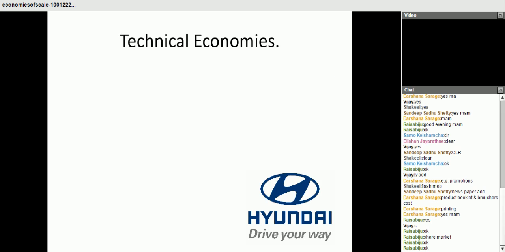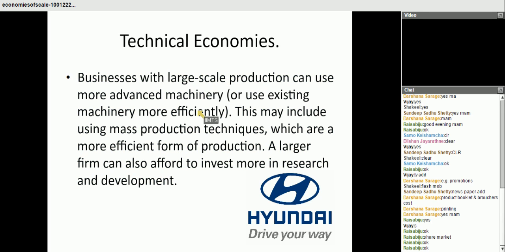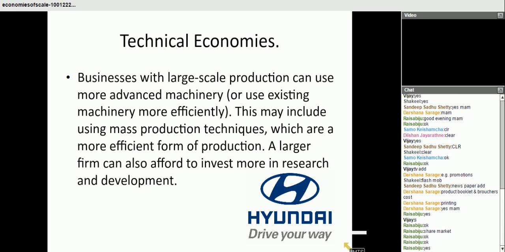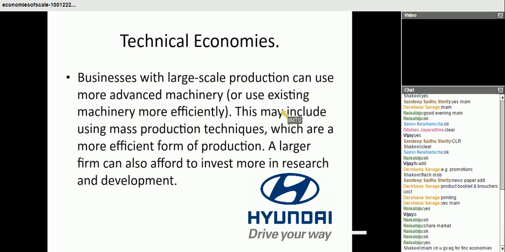Then next is technical economies. What are these technical economies? Obviously, if the firm is having large scale production, it can use much advanced technology and machines. So the cost per unit will obviously be low because of the specialized machines which we have put in. The example is a hospital. If it's a general nursing home, then the machines are not so well equipped. If it's a super specialty hospital, then you find different departments for different ailments as well as different kinds of equipment, isn't it? So that is an example of technical economies.